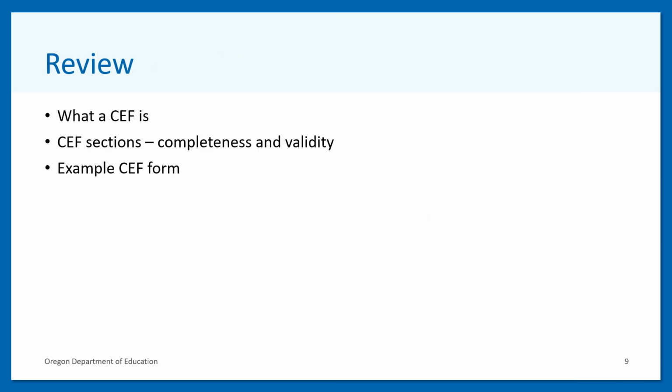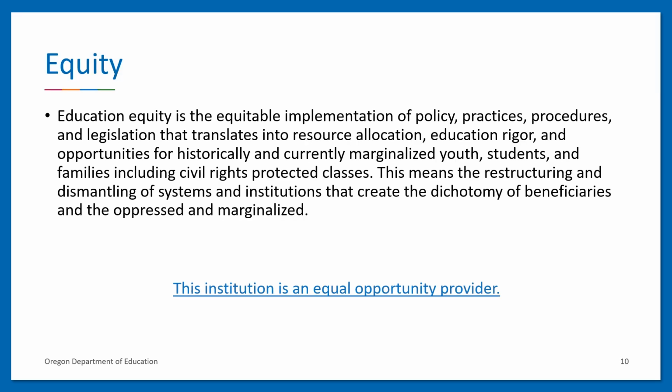To review, in this training we discussed that a CEF is a CACFP Child Enrollment Form, which is required to be on file for all participants receiving meals. We reviewed the sections of a CEF, including what makes the form complete and valid, sections completed by the sponsor, and sections completed by the parent or guardian. And lastly, we reviewed an example CEF form as a knowledge check, seeing some common sections that are missing or incomplete on the form.